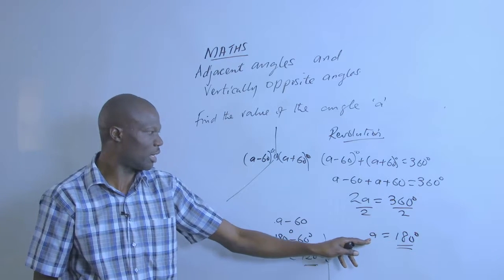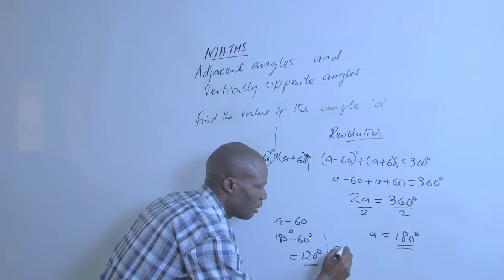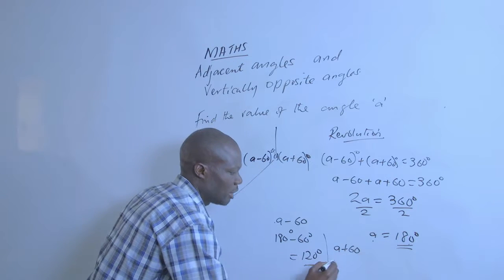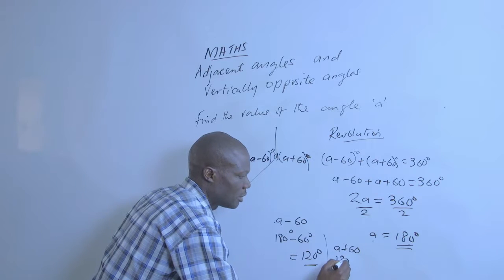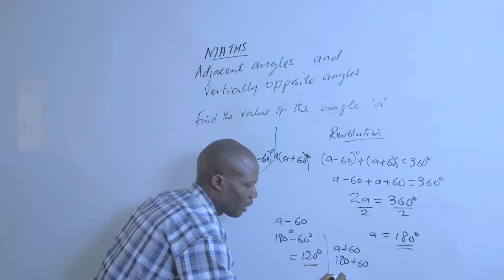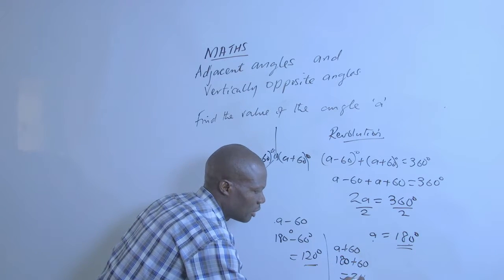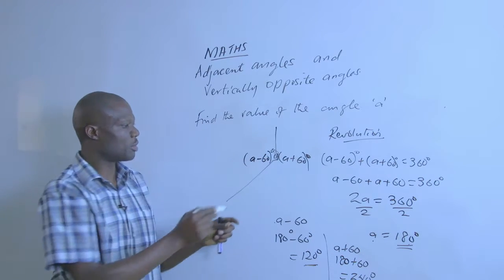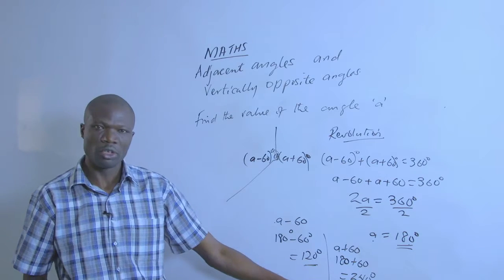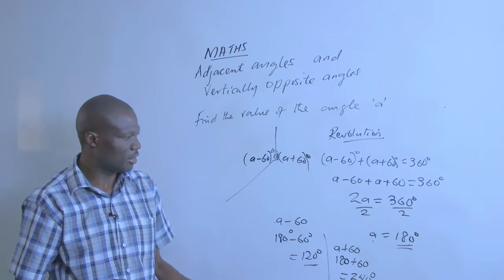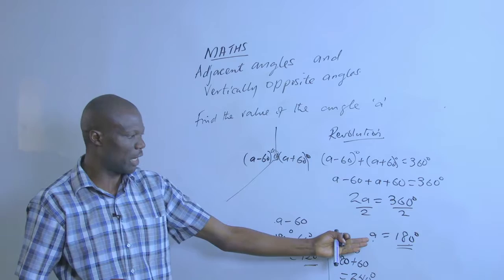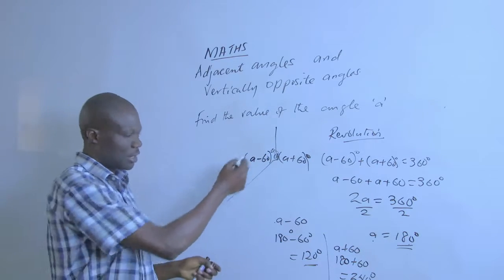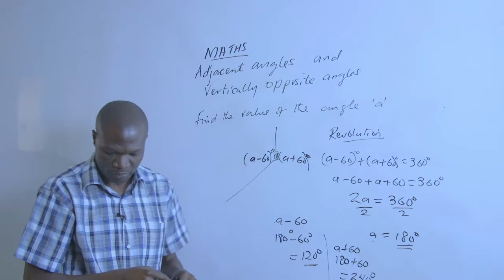Now, for the other side here, where we have A plus 60, substituting 180 degrees for A, we shall find that A plus 60 will be 180 degrees plus 60 degrees, which gives us 240 degrees. So this one forms a total angle of 240 degrees. So we have been able to calculate the value of A, as well as the value of the angles as given in the diagram.